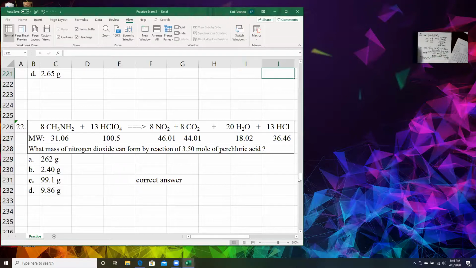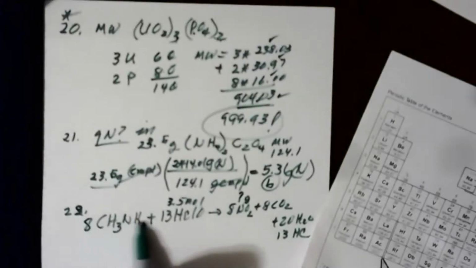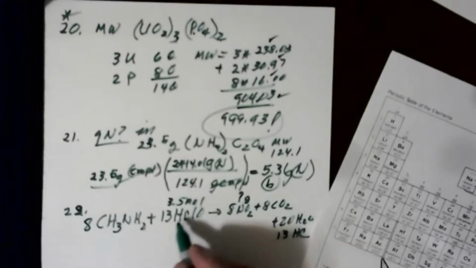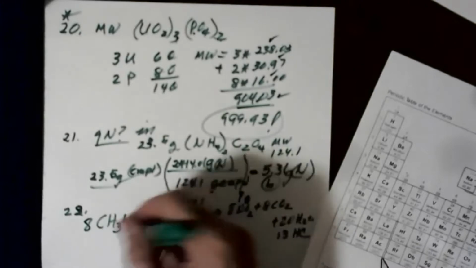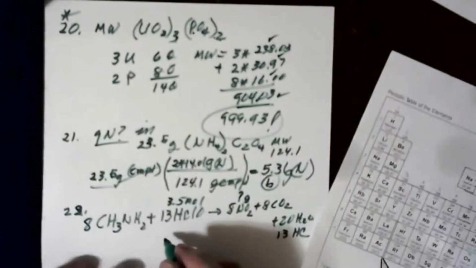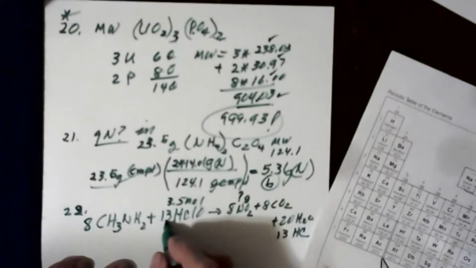Okay, now I'm going to switch over so you can see my pad again. And so I've got the problem set up. This is the balanced equation. I'm only dealing with this compound and this one, so I don't care what's going on with the rest of them. But now the equation is showing, it wants me to have 3.5 moles. The balanced equation has 13 moles.